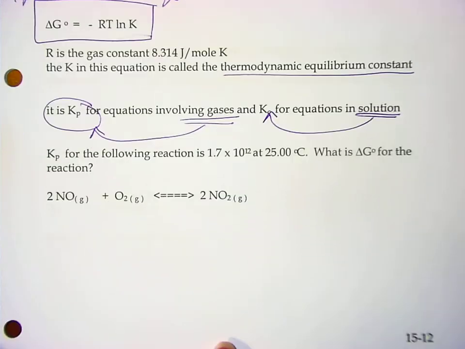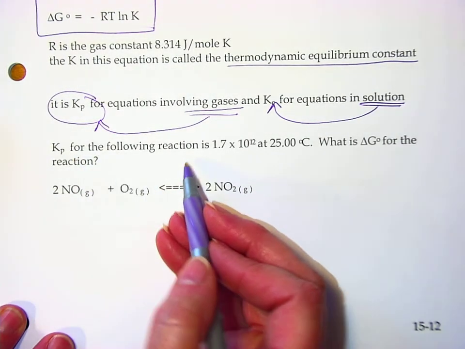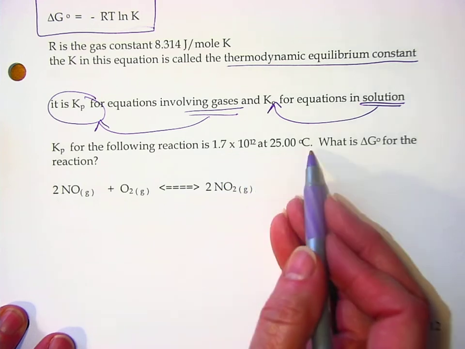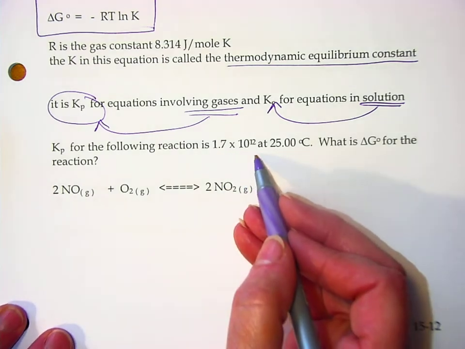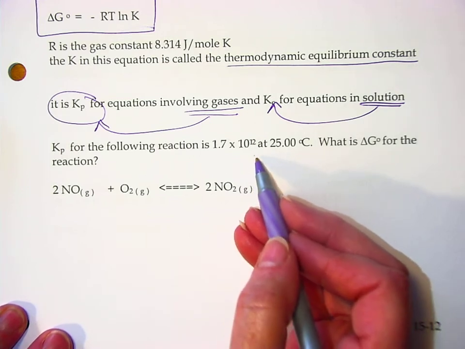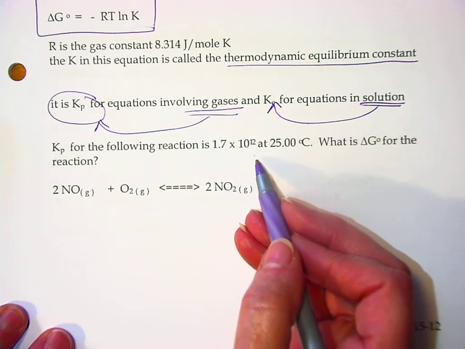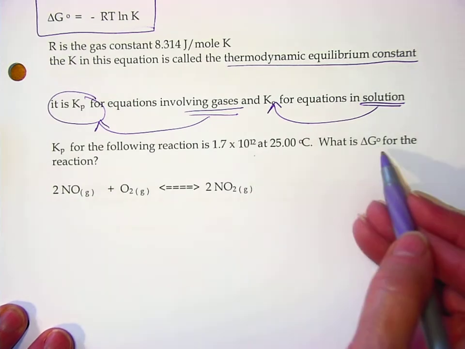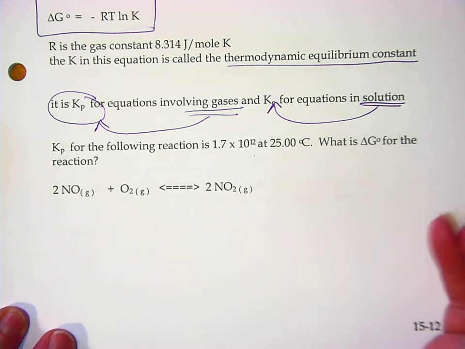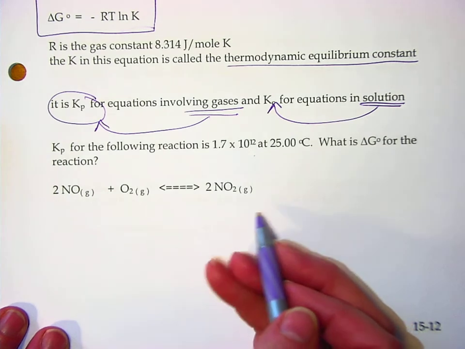So let's go ahead and look at an example. K sub P for the following reaction is 1.7 times 10 to the 12th at 25 degrees C. If you look at this, it's a huge number. So that tells you that it's a very product-favored equilibrium. And if it's product-favored, it means it's going to go zooming forward. So the delta G0 we come up with should be a negative number. Now we always check and make sure it's balanced, and in this case it is.